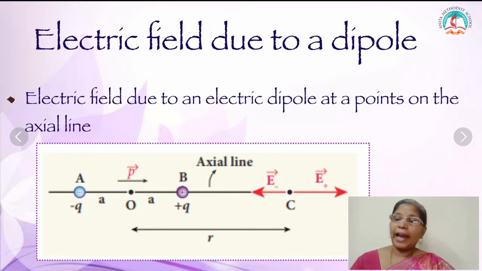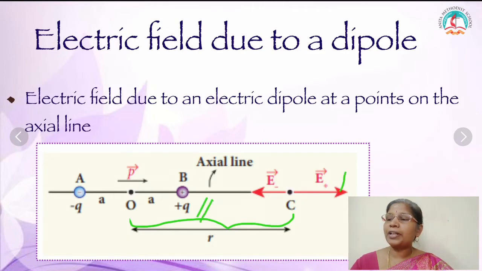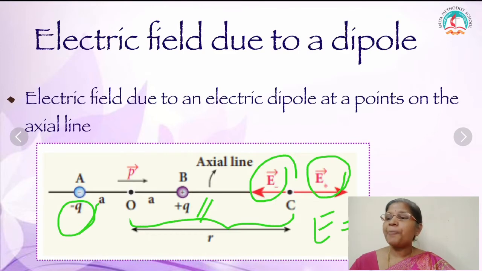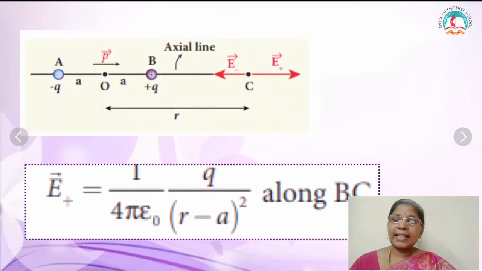Along the axial line, I am selecting a point C. C is at a distance r from the center of the dipole. With respect to the positive charge, I calculate the electric field E plus. With respect to the negative charge, I calculate the electric field, represented by E minus. Then how do I calculate the total electric field? I will add these two values. That's all.